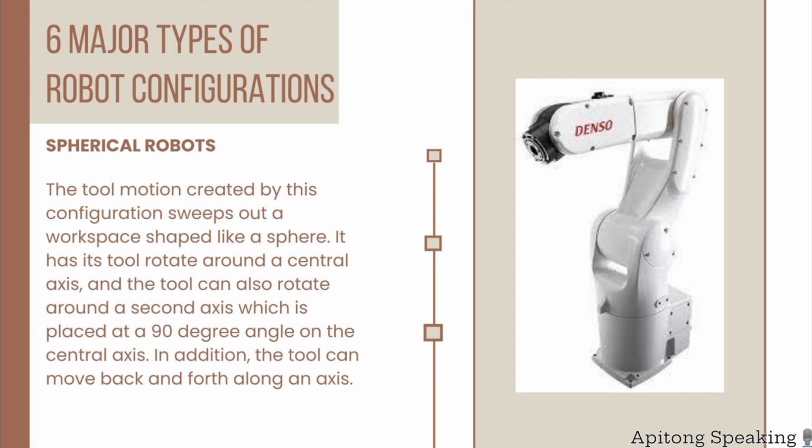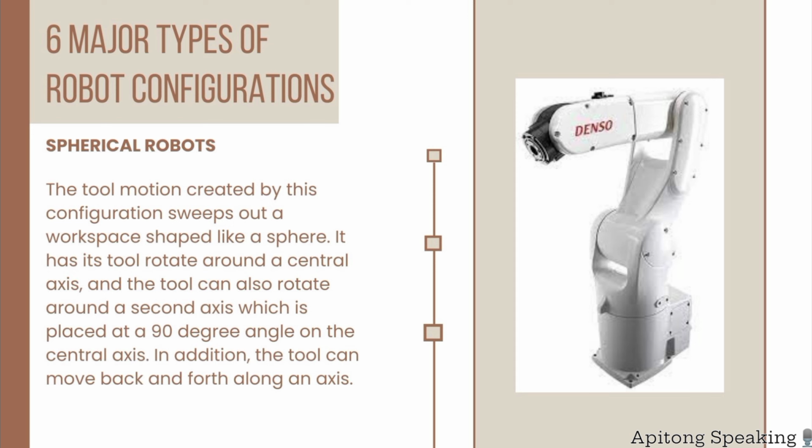Next type of robot configuration is the spherical robots. So this type of robot, or the tool motion created by this configuration, sweeps out a workspace shaped like a sphere. It has its tool rotate around the central axis, and the tool can also rotate around a second axis, which is placed at a 90-degree angle on the central axis. In addition, the tool can move back and forth along an axis.